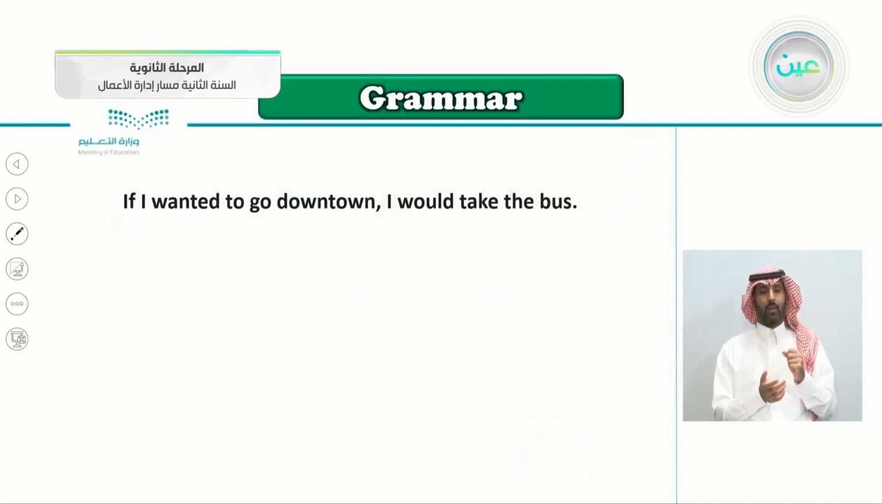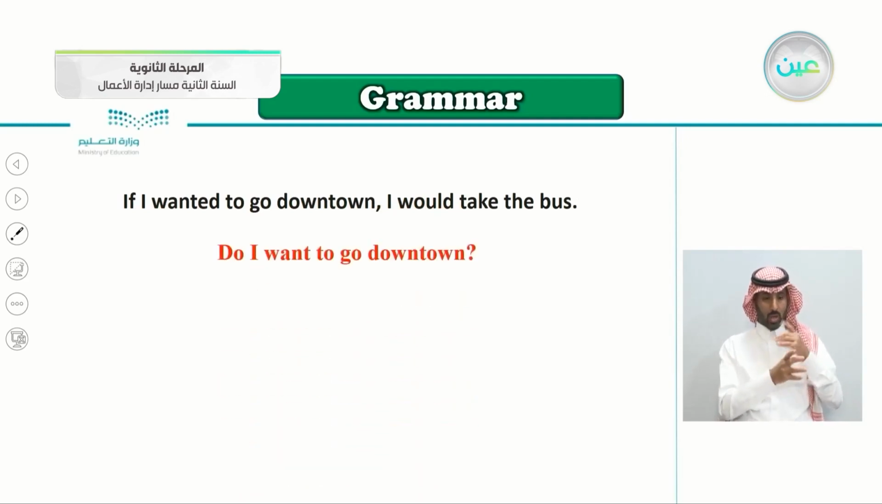So, if I wanted to go downtown, I would take the bus. When someone says to you, if I wanted to go downtown, I would take the bus, I would use the bus. So this is an easy sentence. This is the if clause and this is the main clause. If I wanted to go downtown, I would take the bus.